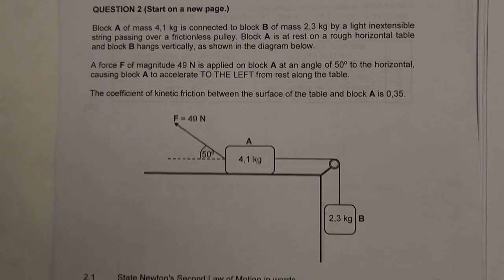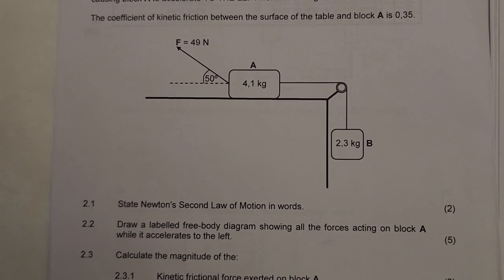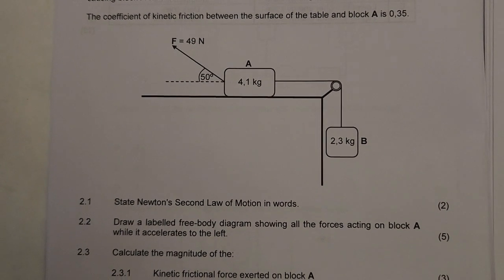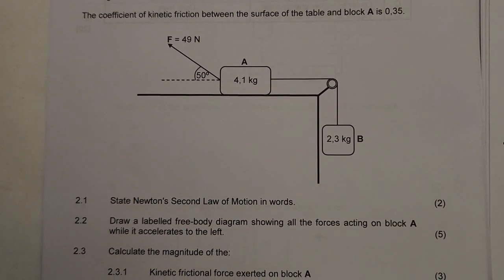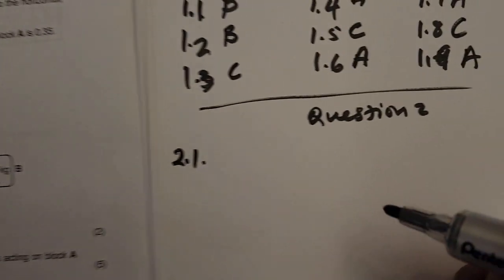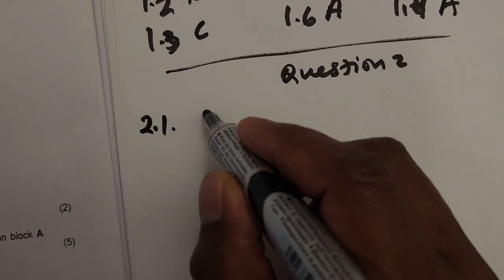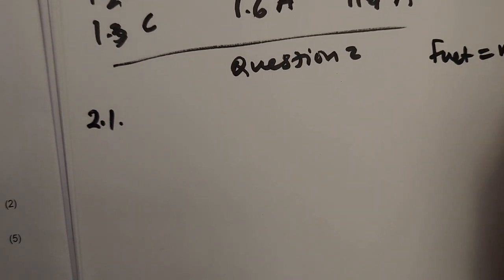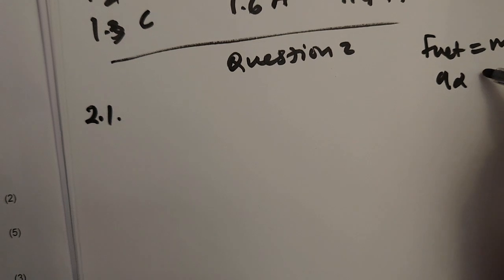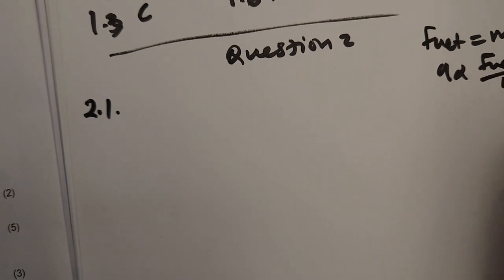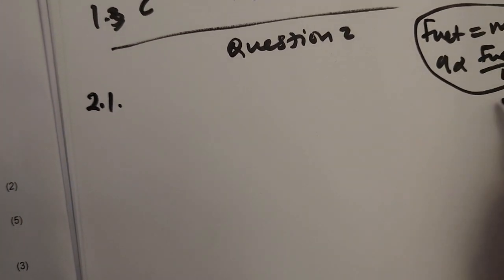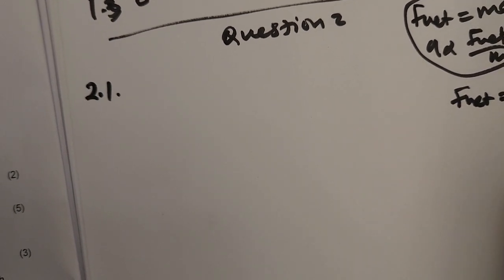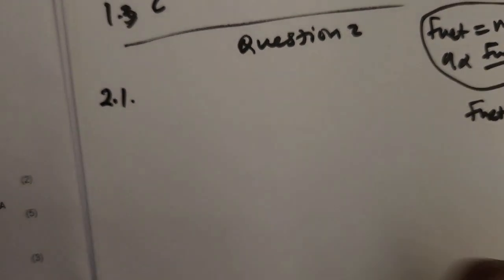Now the diagram is given, and then the first question here, 2.1, they are saying to us, state Newton's second law of motion in words. Remember, if you want to do it better, you can always start on the side by saying, I know that F net equals MA, and then A is directly proportional to F net and inversely proportional to the mass. That's the first guideline. Or you go to the momentum one, which is delta P over delta T. So these are the two hints.